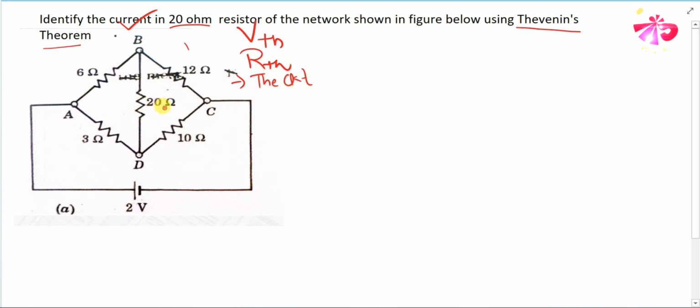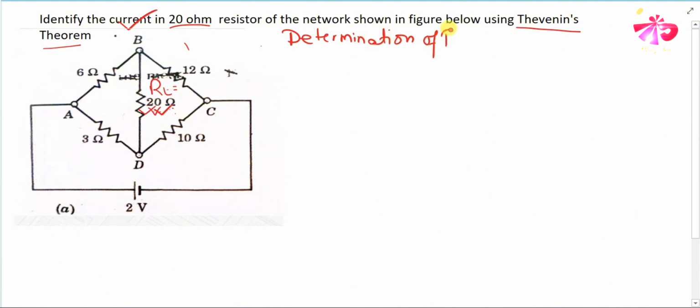Now, to identify the current through the 20 ohm resistor, for now RL is equal to 20 ohm, because we are asked to identify the current across it. You can identify either of them first. Let's determine RTH first. To identify RTH, you have to remove the load resistor. For now the load resistor is 20 ohm, so let's remove the load resistor.